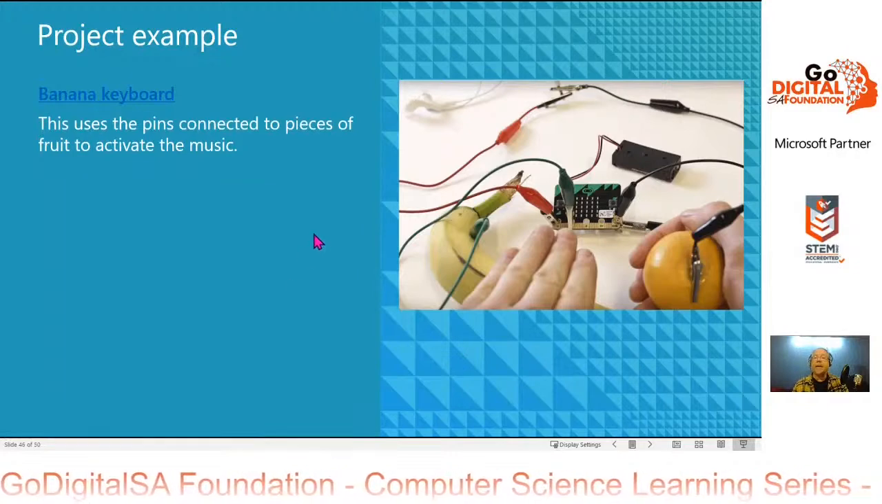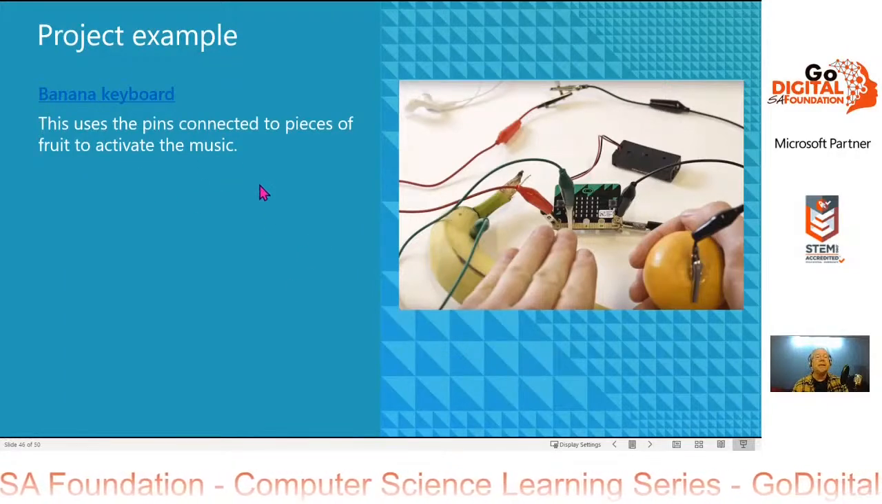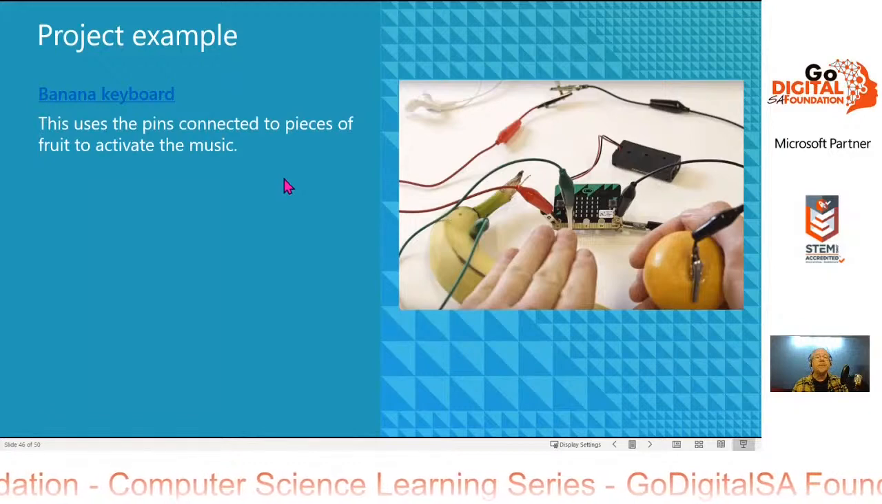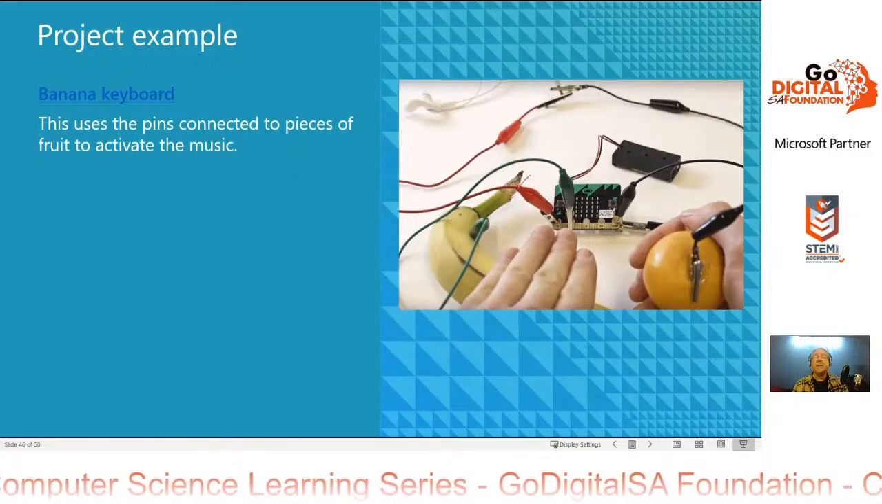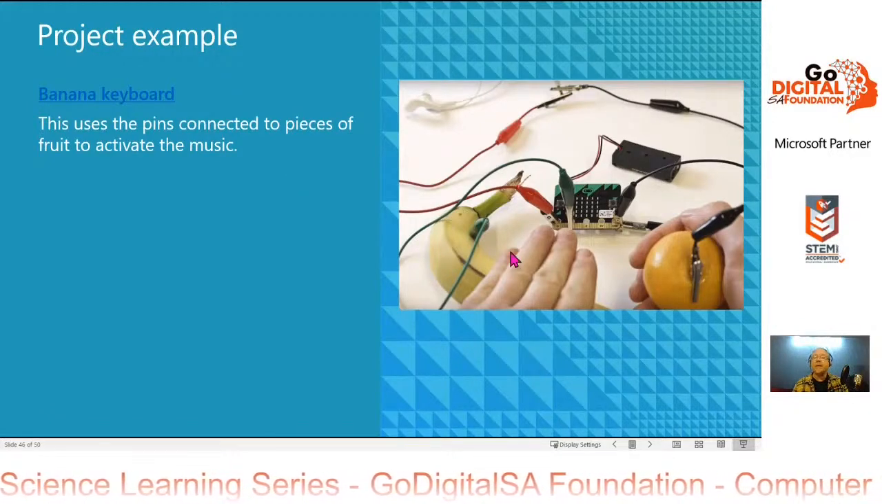Here we've got a banana keyboard. This uses the pins connected to pieces of fruit to activate the music. So instead of a guitar, you can use bananas or fruits.